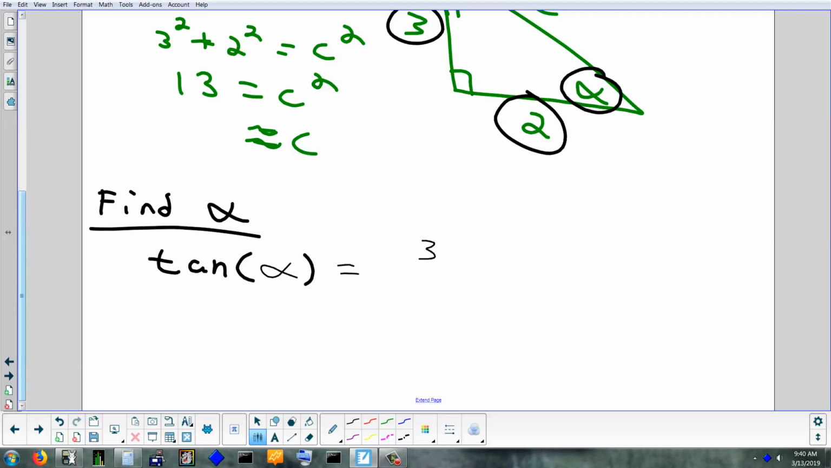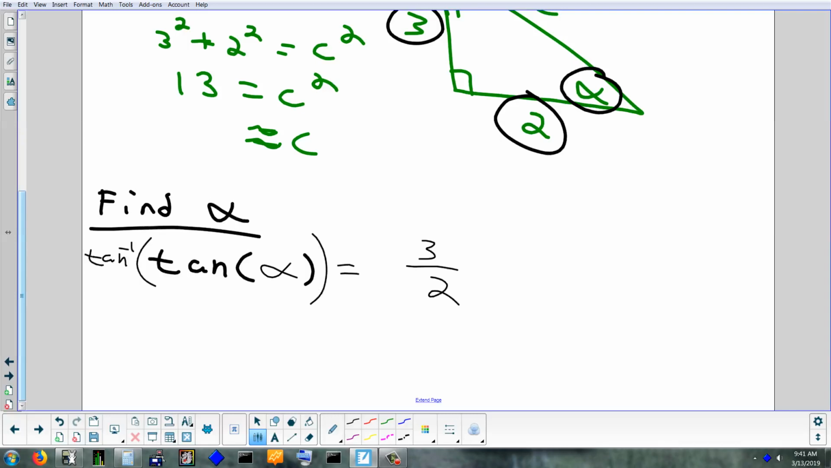All right, so now the goal is to get alpha by itself. What's preventing alpha from being by itself right now? Tangent. Tangent is a function. The only way to get rid of a function is with a function that undoes it. You can't get rid of a function using addition, subtraction, multiplication, division. So what function gets rid of tangent? Inverse tangent.